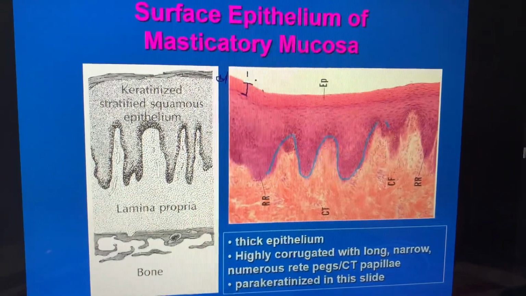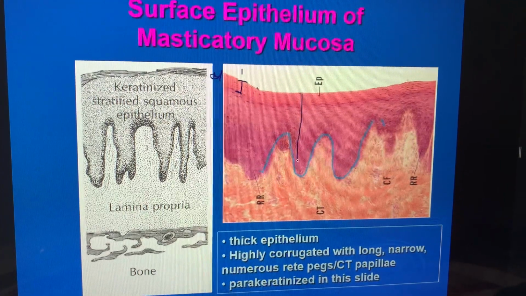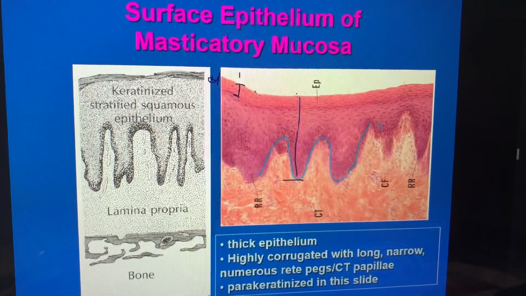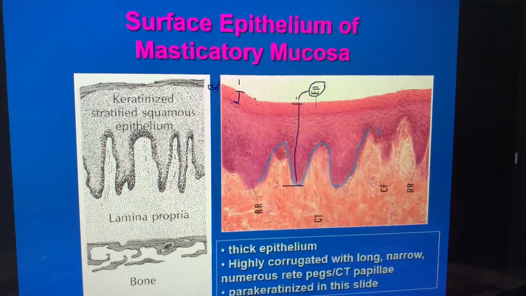So here, that's number 1. And of course, the epithelium is actually the entire thickness, not just the top layer that it looks like it's pointing to there.